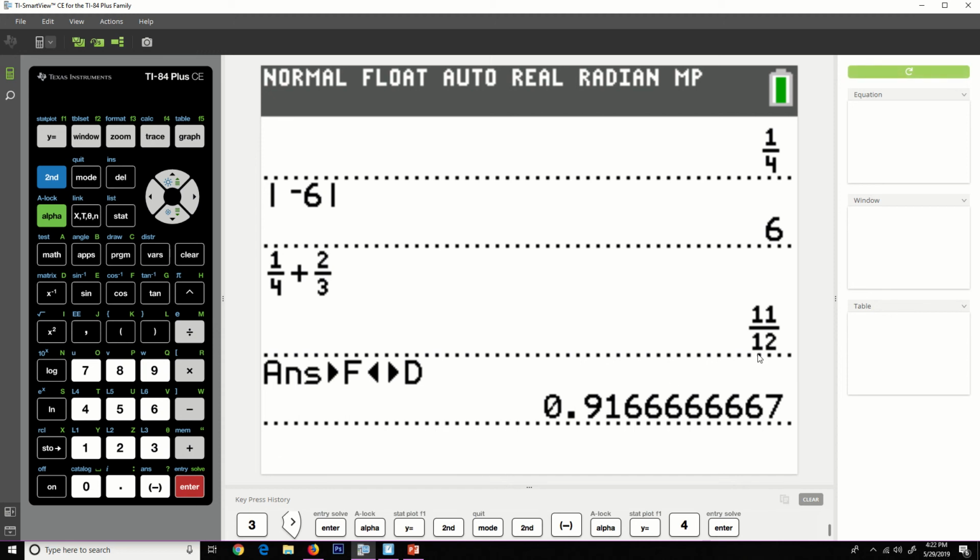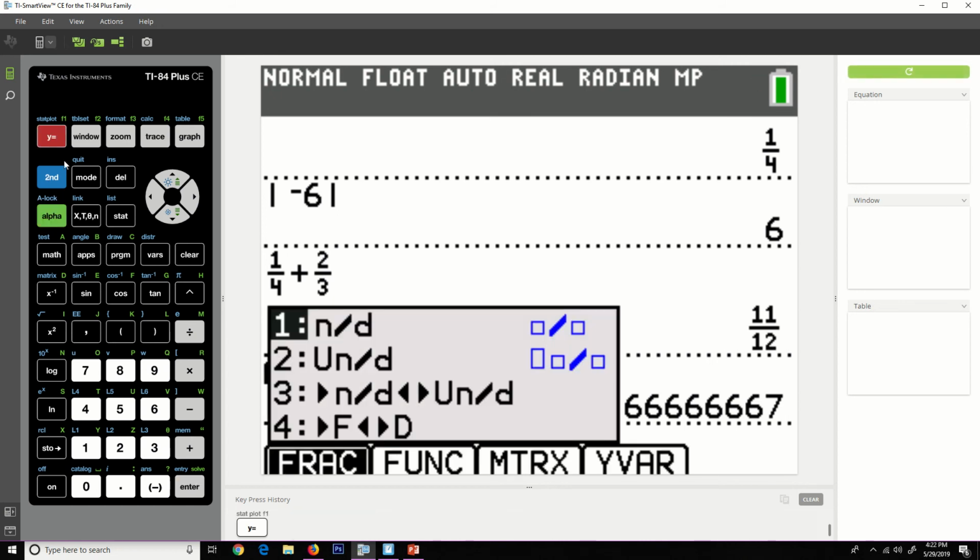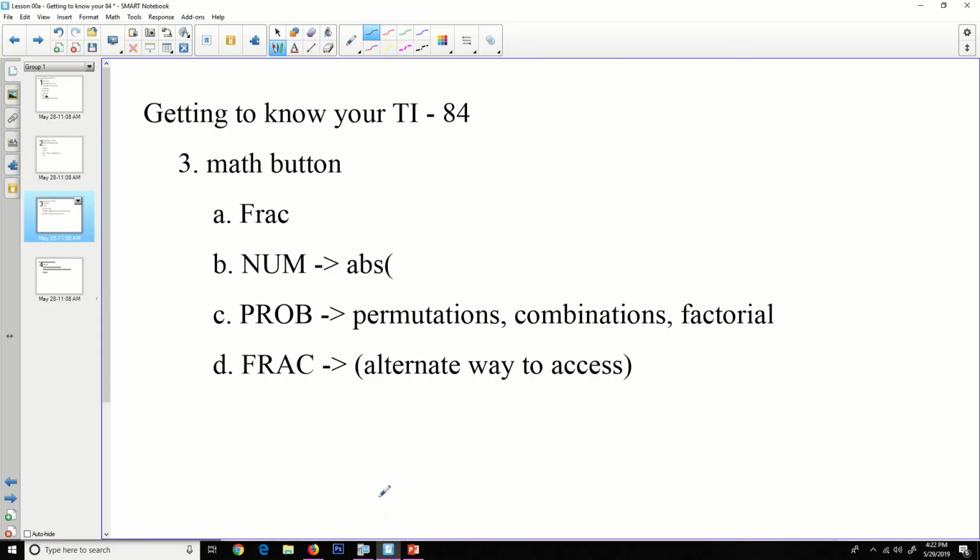So 11 over 12 is 0.91666. And then the other thing it also does is mixed numbers, so units, numerator, denominator. You can do it that way, or you could have that as well if you wanted. I don't usually use that, but there you go. I think I've done all those.